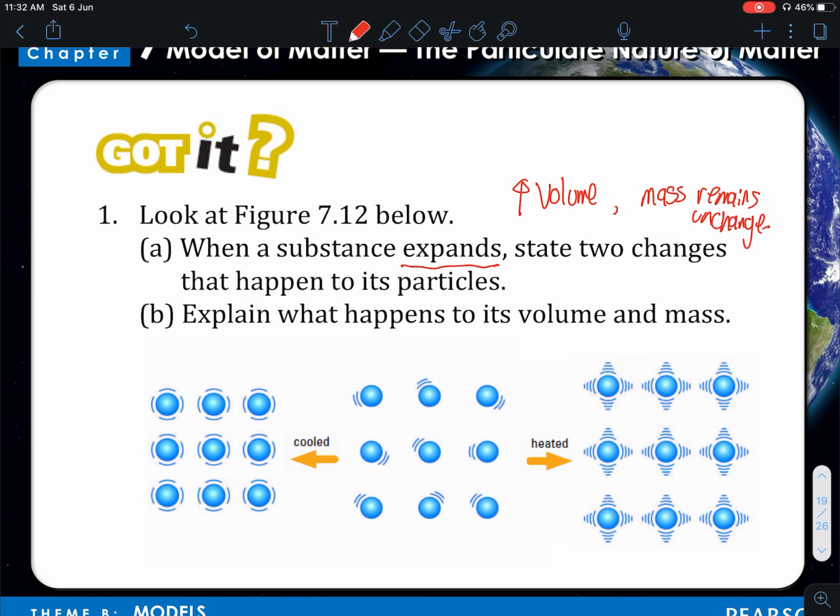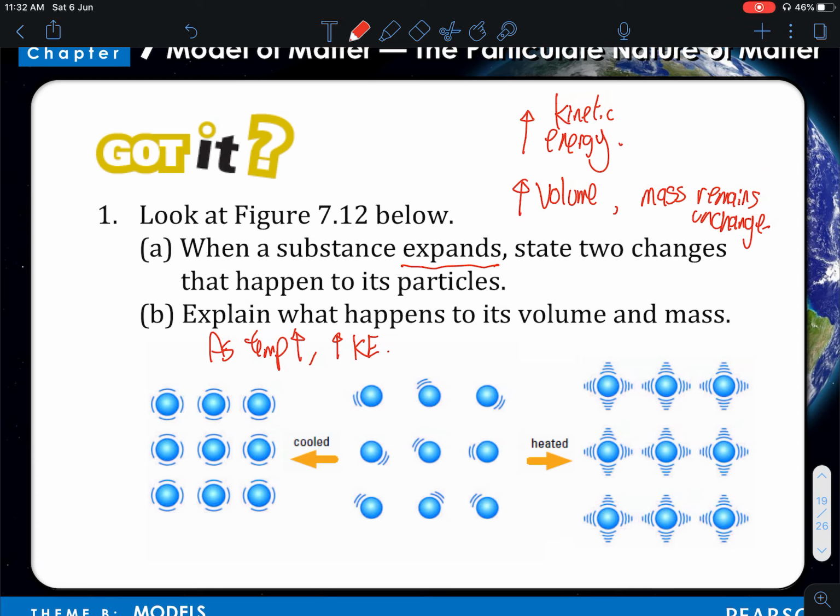The energy increase. And what form of energy? The kinetic energy increase. Okay, so these are the two main things. So explain what happens to its mass and volume for expansion. As temperature increases, okay, I'm writing short form, in the exam write in full, the particles will gain kinetic energy.